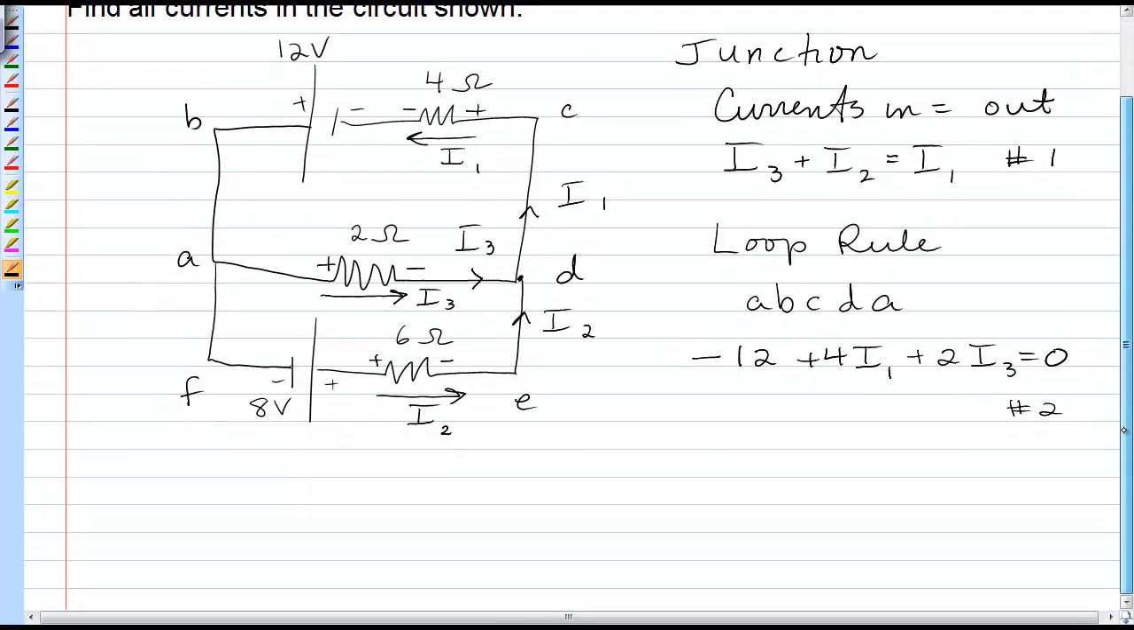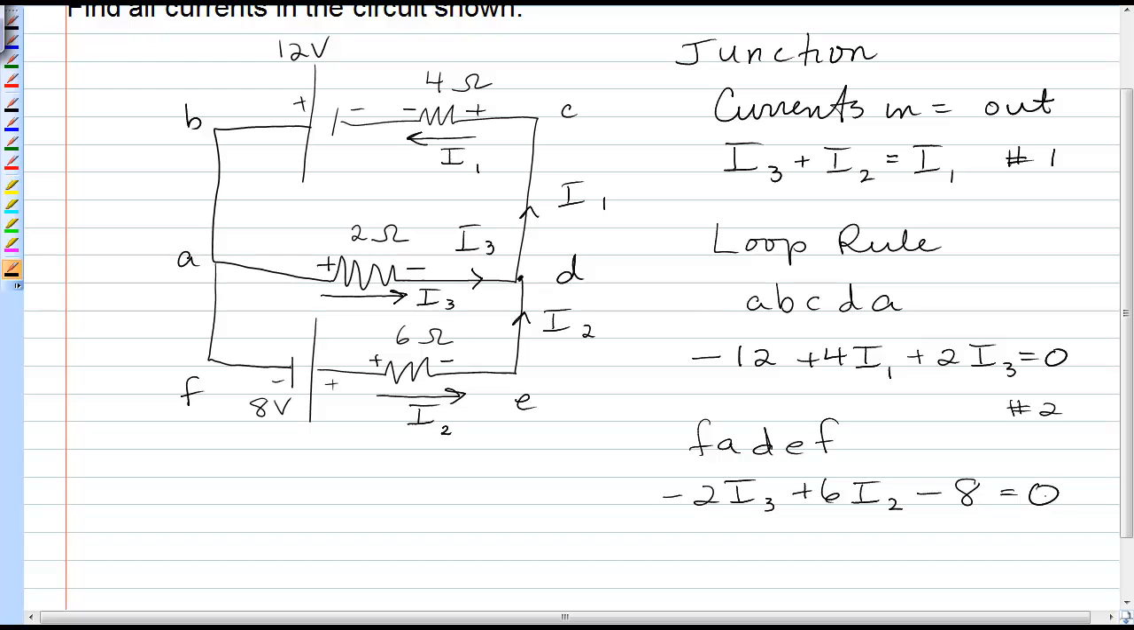Now I need one more equation because I have 3 unknown currents. So now I'm going to do loop F, A, D, E, F. I'm going to go clockwise around the bottom loop. So I first pass along in the direction of I3, so that's negative 2I3. I'm going downhill there. Now I'm against I2, so I have plus 6I2. And I end up on the negative side of the 8-volt battery, so negative 8 is equal to 0. And I'll call that equation number 3.